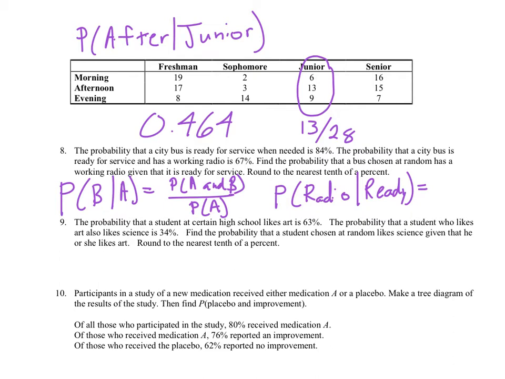So let's see, the probability that the city bus is ready for service is 84%, so that would go on the bottom. And the probability that it is ready for service and has a working radio is 67%, so that would go on top. So 0.67 over 0.84, and what did they say, round to the nearest tenth of a percent for that one. So that turns out to be 79.8% for that one, 79.8%.